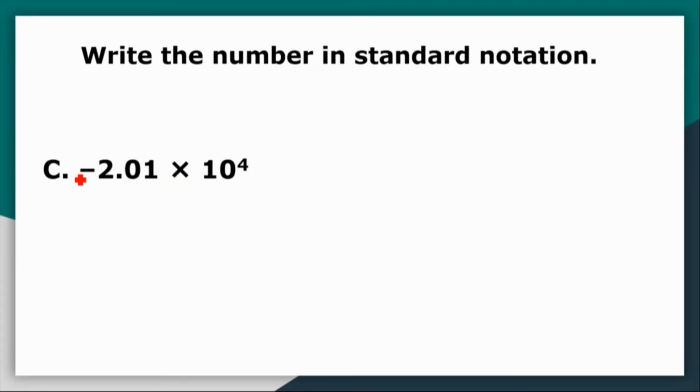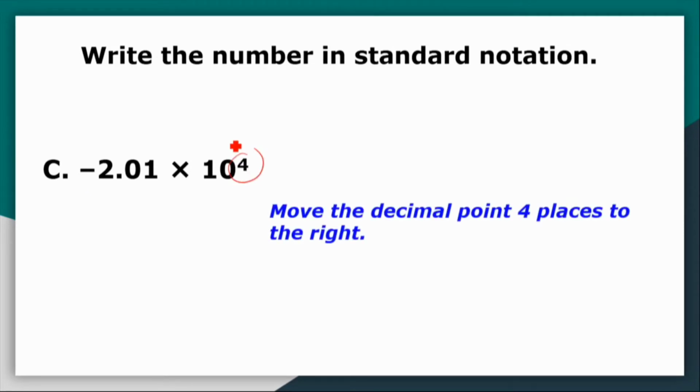Next, write the number in standard notation. Negative 2.01 times 10 to the positive 4. So we have a positive 4 exponent. It means we're going to move our decimal point 4 places to the right. So negative 2.01, this is the decimal point. Move to the right 4 places: 1, 2, 3, 4. So we'll just add zeros here. Then this will be our new decimal point. The answer is negative 20,100.